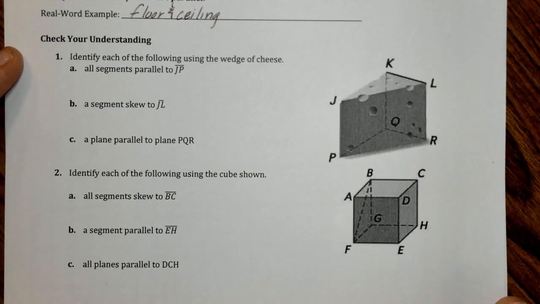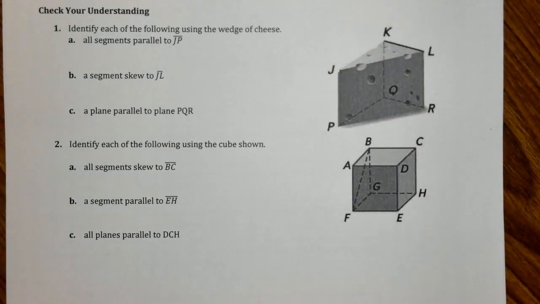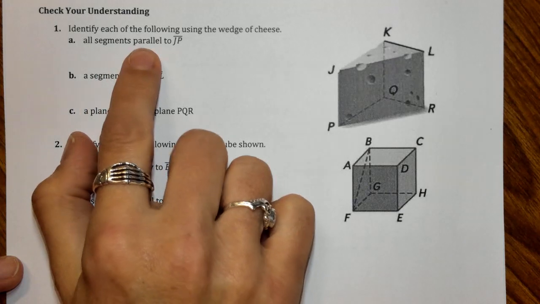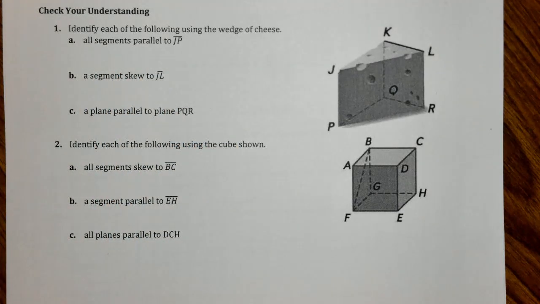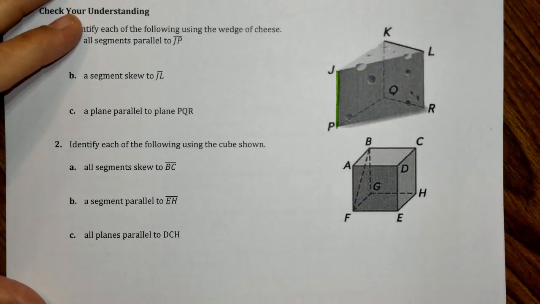So we're going to go ahead and we're going to take these diagrams here, and we're going to use our colors and identify different skews, parallels, things of this nature. So we're going to have our 3 colors. We're going to list all segments that are parallel to segment JP. So we need to find segment JP. It's going to be this piece of the cheese right here. So we're going to take one of our colors, JP.